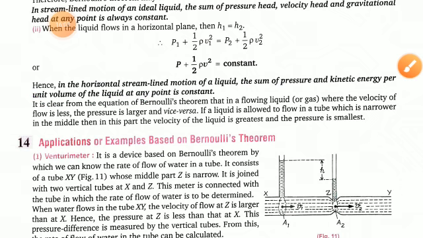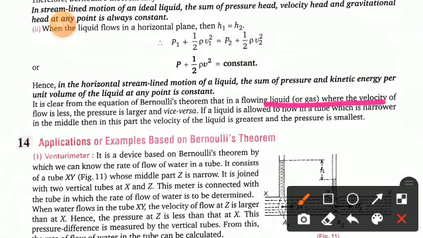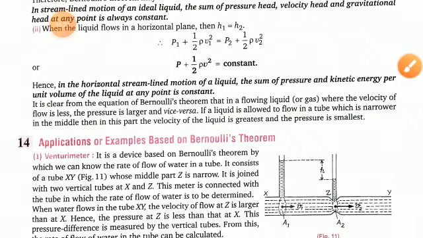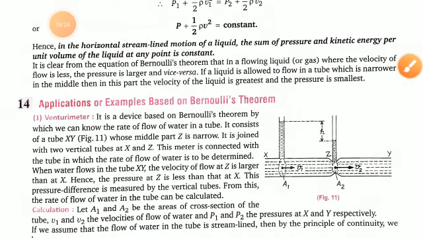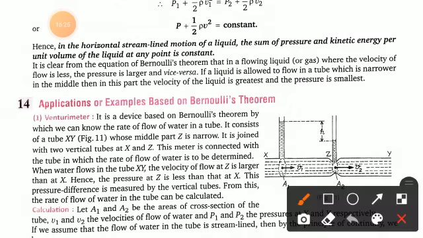So it is clear from the equation of Bernoulli's theorem that in a flowing liquid or a gas, where the velocity of flow is less, the pressure is larger, and vice versa. So if a liquid is allowed to flow in a tube which is narrower in the middle, then in this part the velocity of the liquid is greater and the pressure is smallest. I hope you understand it.